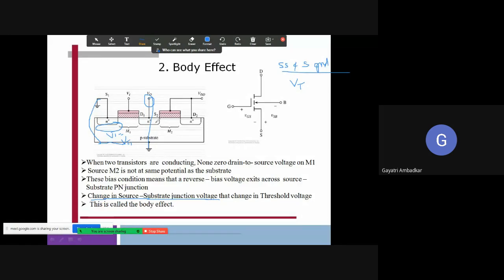But if you see this source and this substrate, this junction J2 is at a different potential, because this is not grounded. So this junction potential is different, therefore the threshold voltage required here and required here, they are different. That means the source and substrate junction potential of different MOSFETs connected in series varies. Therefore, its threshold voltage also varies. So this change in the threshold voltage, which we get due to change in the source to substrate junction voltage, is called the body effect.